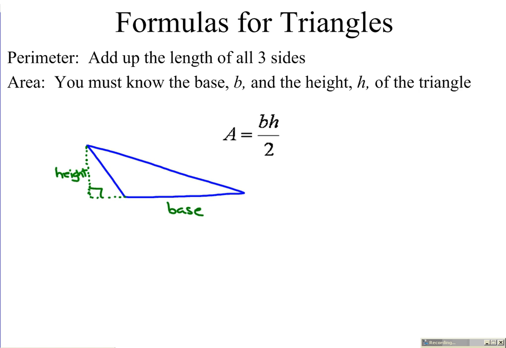Basically, what you need to always look for when you're identifying the height is this right angle. Because the height has to be the distance from the bottom side up to wherever the top of the triangle is. That always will be a right angle where that height is found.